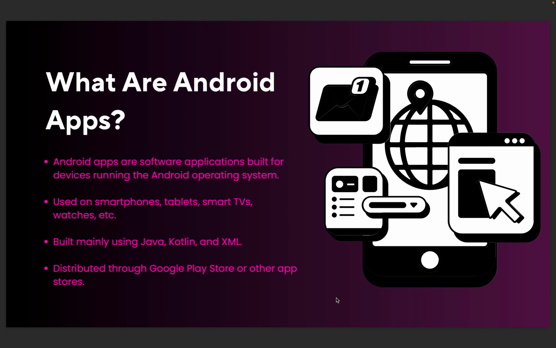Android apps are applications designed specifically for Android devices. They can be used on smartphones, tablets, watches, etc. They are built using Java or Kotlin and run on the Android OS, which can be downloaded from Google Play Store. These apps are used in everyday activities like messaging, maps, shopping, or entertainment.